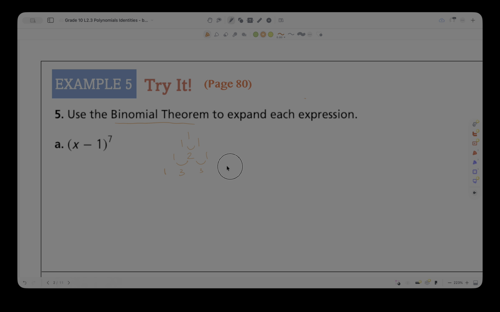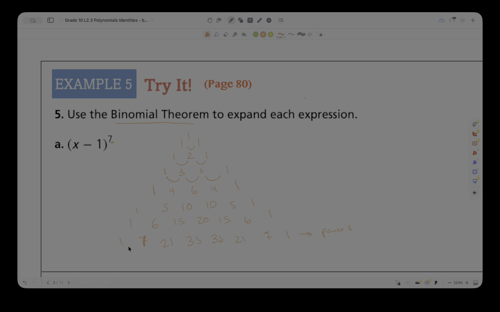I'll do it quickly because I feel like most of you know it. I want to reach power 7. So 4, 6, 4, 1 before, 1 after, 5, 10, 10 again, 5, then 1, 6, 15, 20, 15, 6, 1, and lastly 1, 7, 21, 35, 35, 21, 7, and 1. This one is for power of 7.